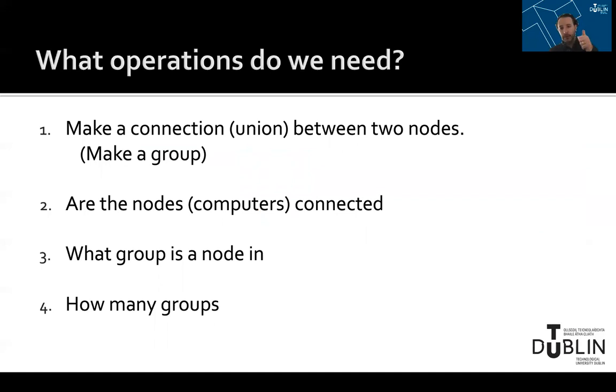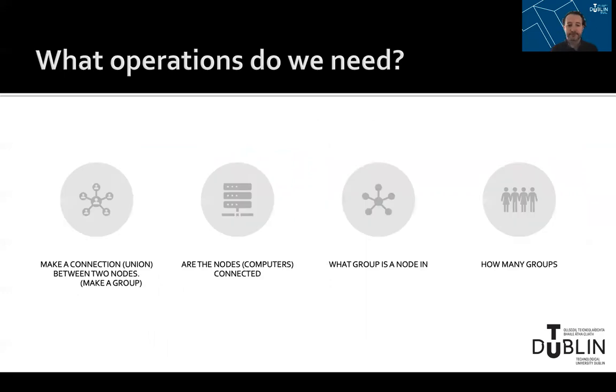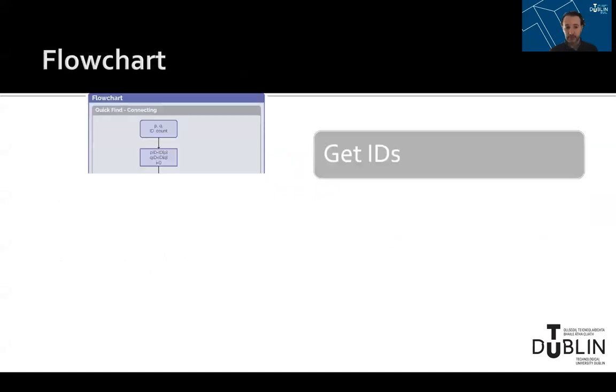So, make a connection. Are they connected? How many groups? Are they in the same group? How many groups? There are 4 steps. Make a connection. Are the nodes connected? What group is a node in, and how many groups?